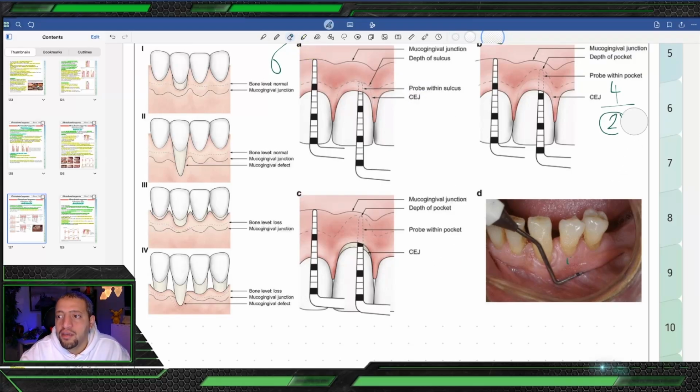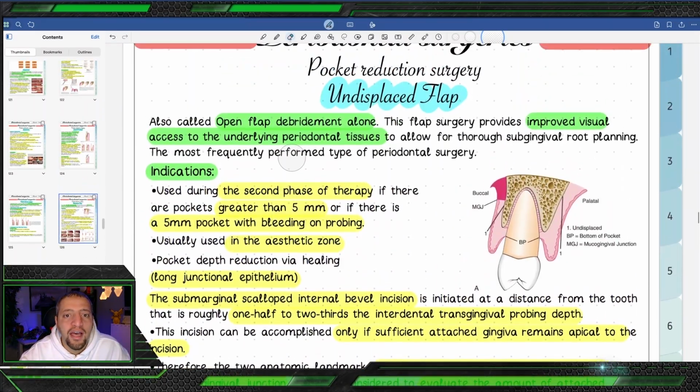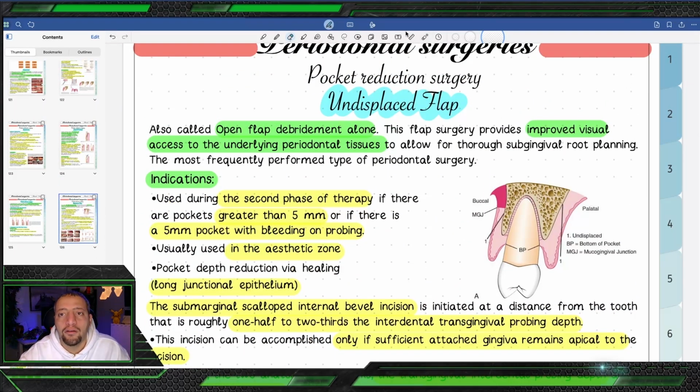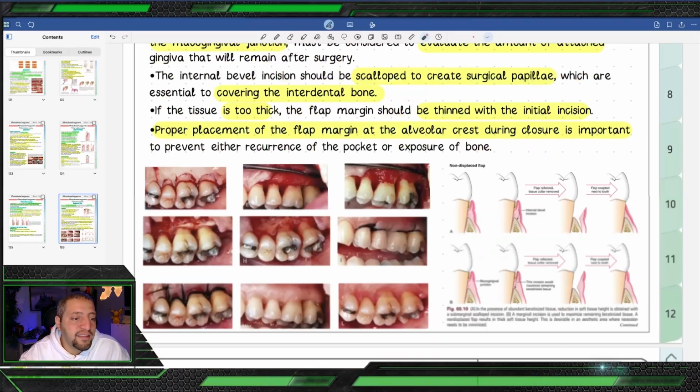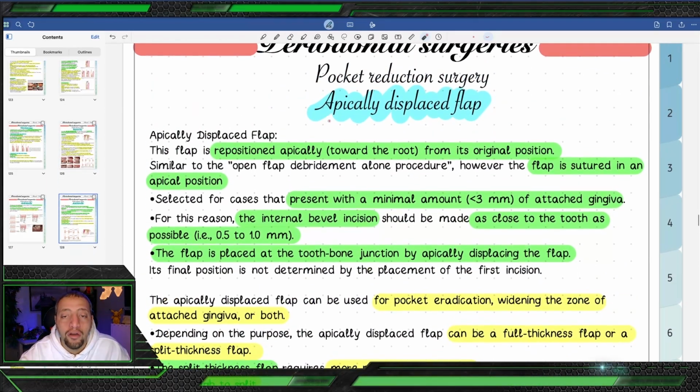So this inadequate attached gingiva will be the main contraindication for undisplaced flap, or they give it a different name, which is the open flap debridement alone. Open flap debridement alone, or undisplaced flap. So sadly, in this situation, we are cornered to do an apically displaced flap. In this flap, the flap is repositioned apically toward the root from its original position, similar to the open flap debridement alone. However, the flap is sutured in an apical position.